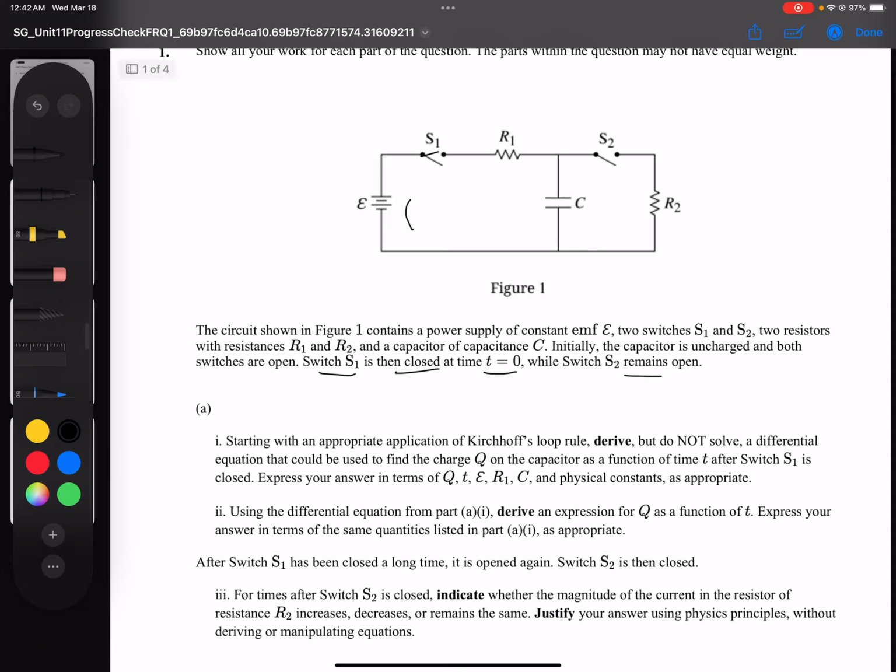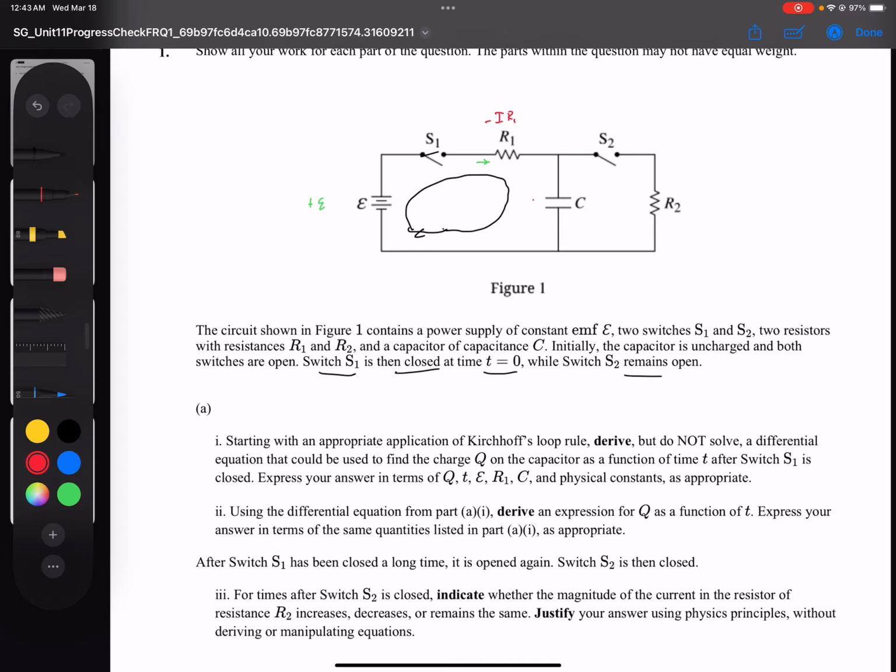So let's draw a little loop here. I'm just choosing to start at the negative terminal of the battery. Starting at the negative terminal of the battery, we gain voltage equal to the EMF of the battery. EMF stands for electromotive force. It's basically the voltage of the battery. And here the current is going to flow in this direction, so we're going to have a voltage drop across resistor 1. It's going to be minus I times R1.